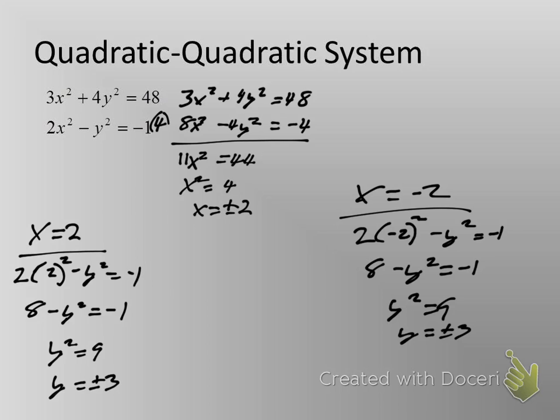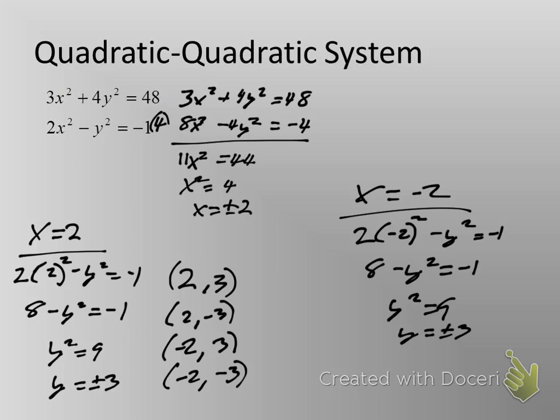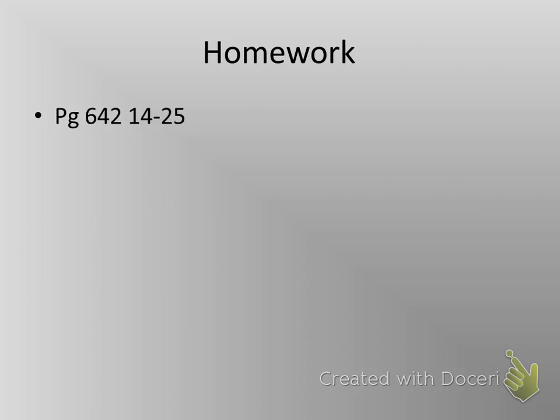Oh, that was a beautiful parenthesis. So the solutions are 2, 3, 2, negative 3, negative 2, positive 3, and negative 2, negative 3. I don't have time to like screenshot it.